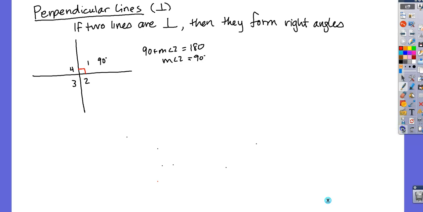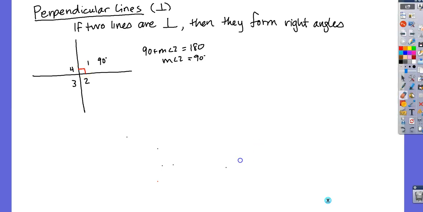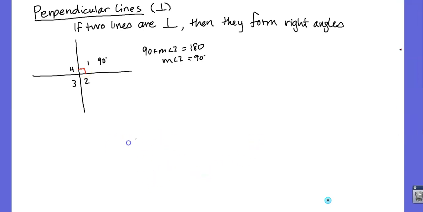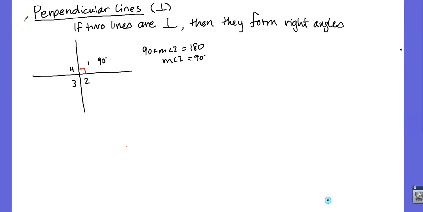So when you show that lines are perpendicular, you only have to show that one of them is right, and it's assumed that every single other angle there is right. So this is the definition of perpendicular lines. That's really important because you're going to use this when we say which postulate or theorem or definition it is, this is definition of perpendicular lines.